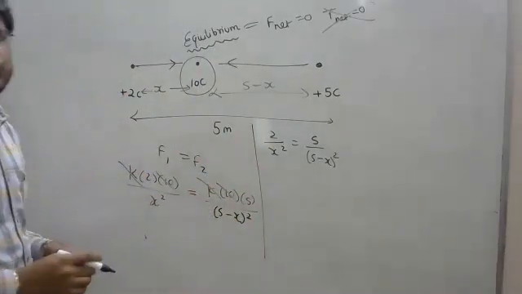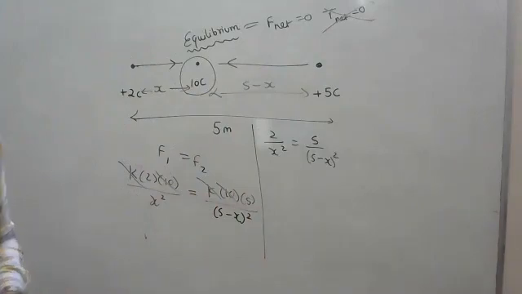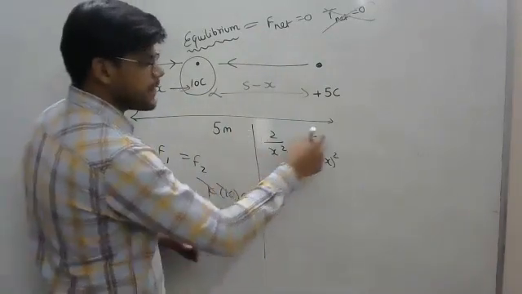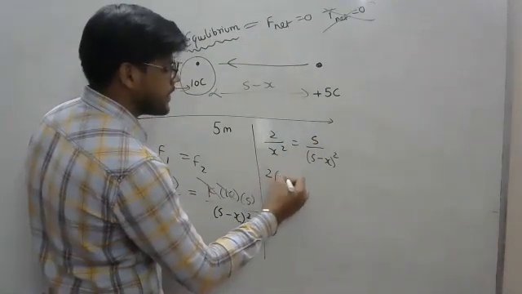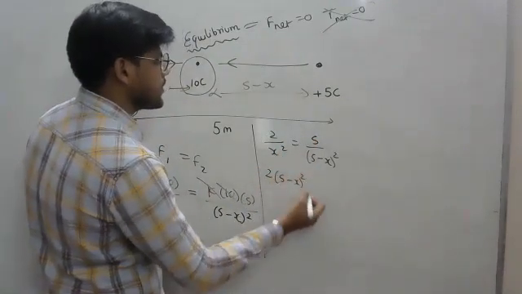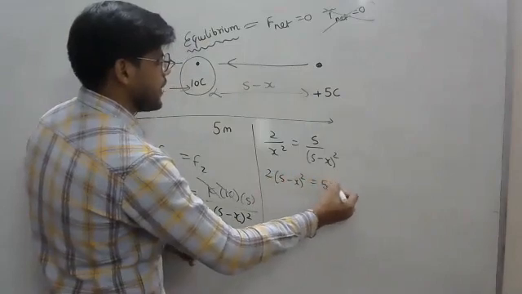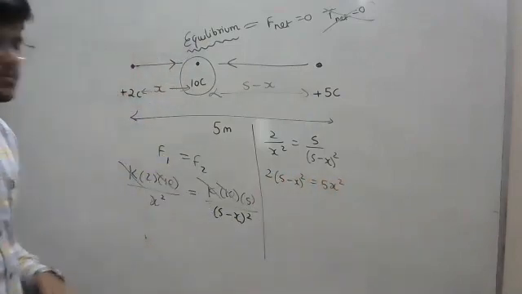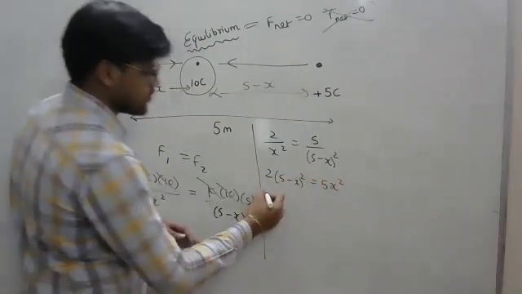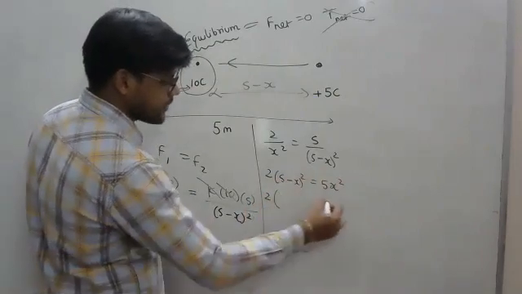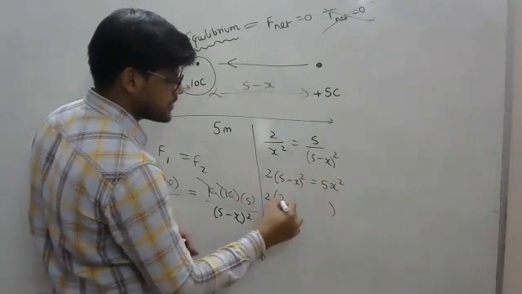So we left this question in this step. Let's solve it further. I'll cross multiply. So I'll be getting 2 into (5 minus x) whole square equals 5x square. (5 minus x) whole square. I hope you are aware of these formulas.